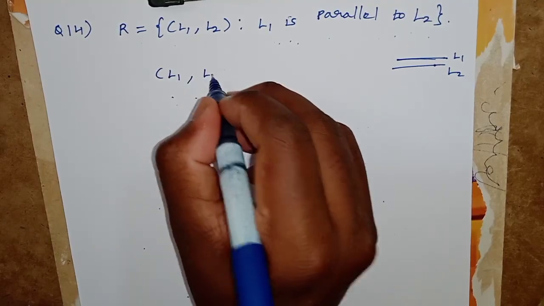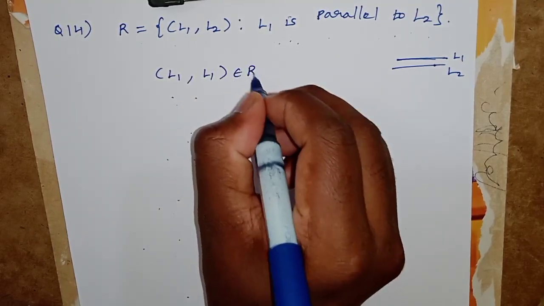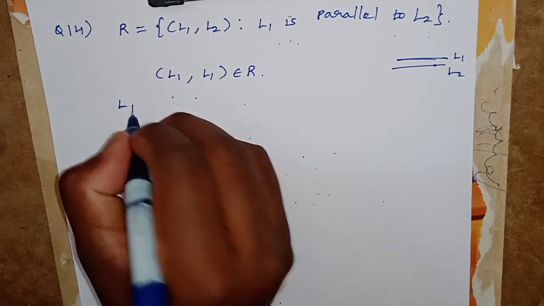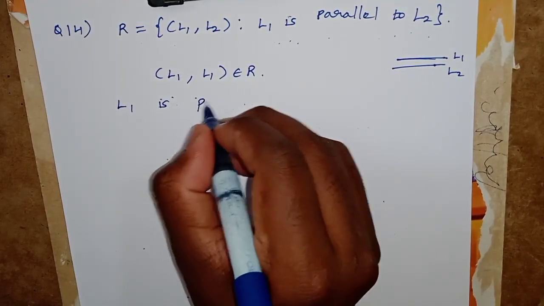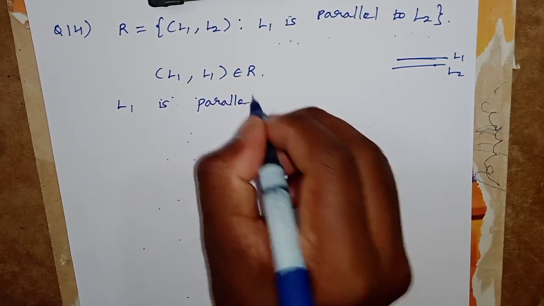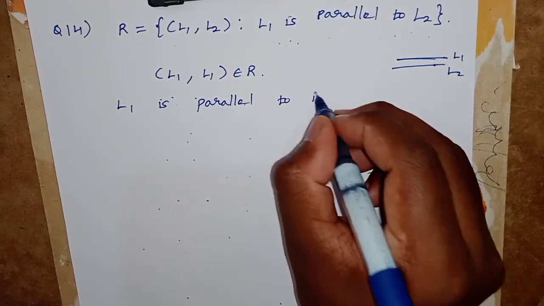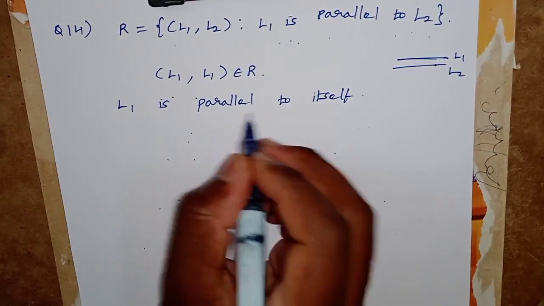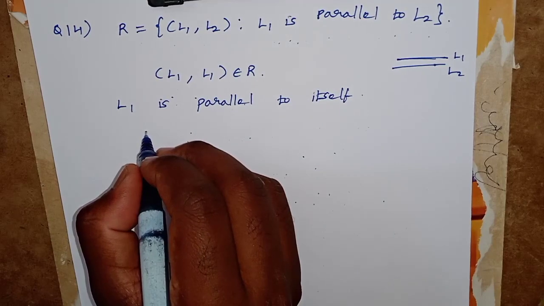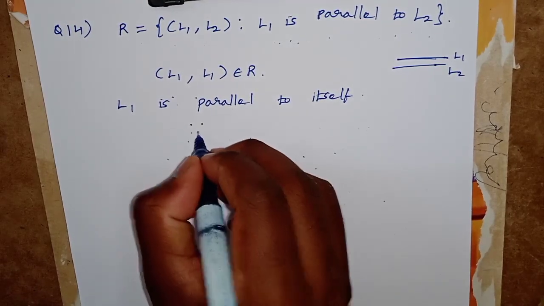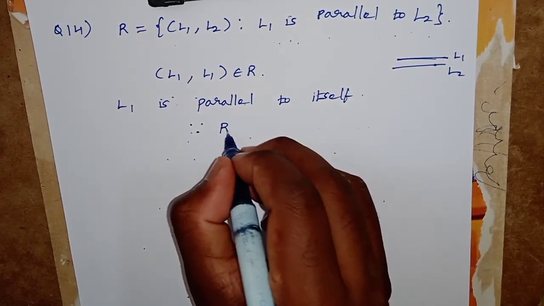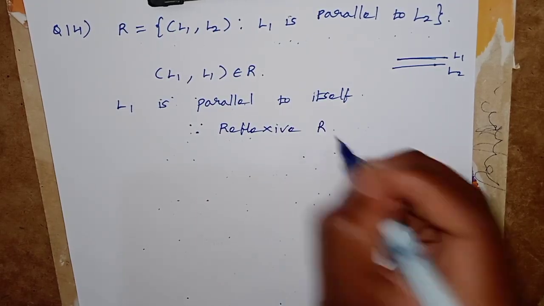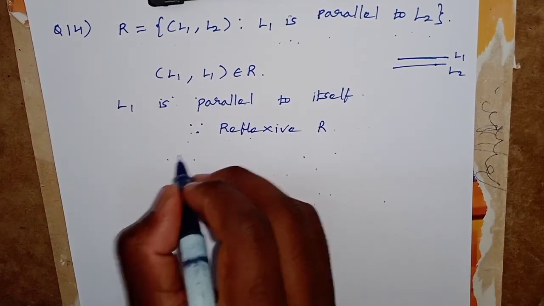L1, L1 belongs to R. Okay. Therefore, here L1 is parallel to itself. L1 is parallel to itself. And the second condition, here you have to write reflexive relation.